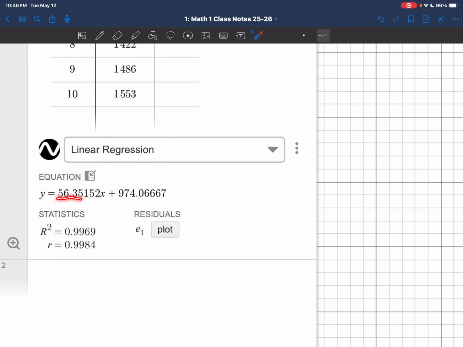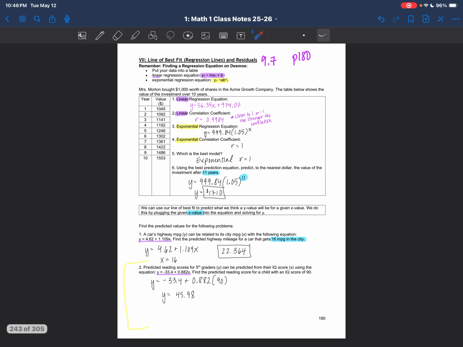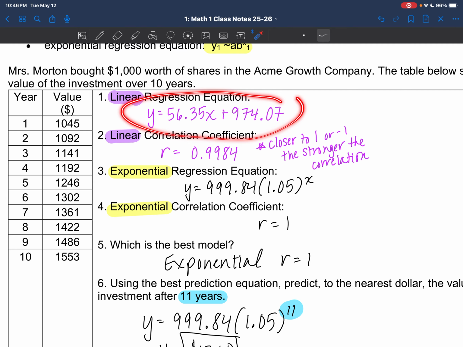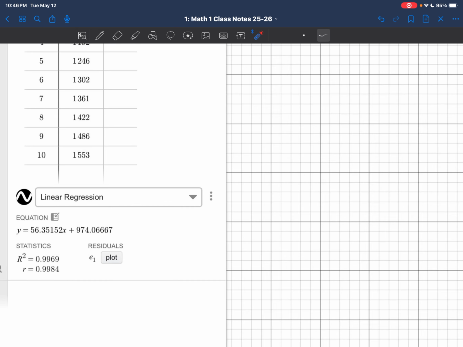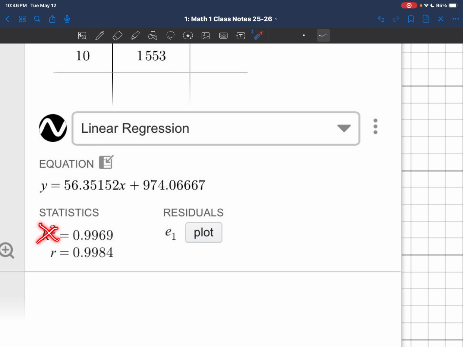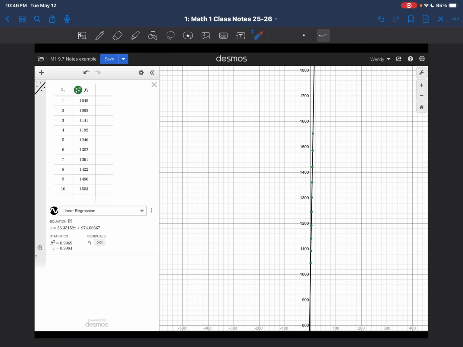So we're just going to round these to the nearest tenth, make that a 7. And then we're going to go ahead and write that on here. And that's exactly what we did. All right, now the linear correlation coefficient, that's your R value. Remember, the closer to 1 or -1, because remember your slope of 1 or slope of -1, the stronger the correlation. So let's look back here. Our R value, not the R squared, we want the R value, is 0.9984. So that's really close to 1. So this is going to be a pretty strong correlation.